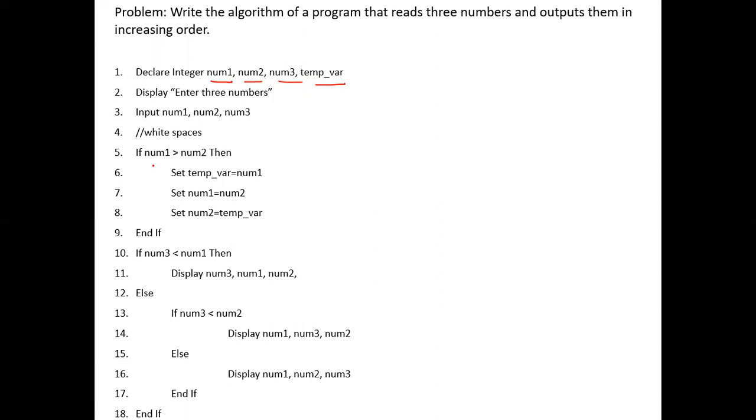Another thing that can vary during the dry run, or during the execution of a program, is the values of these relational expressions. In this code, you can see that I have this if statement, starting here and ending here. Then I have another if statement starting on line 10 and ending on line 18. In the first, I am checking if num1 is greater than num2. On line 10, I have another condition where I'm checking if num3 is less than num1. And within this if-else, I have another nested if-else, where I'm checking if num3 is less than num2.